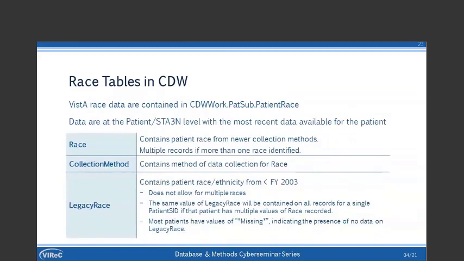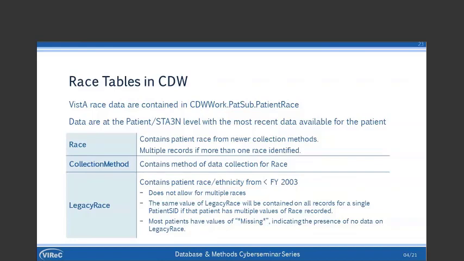But as our data are currently stored, we have a variable called race, which is in the patsub.patientrace table. The data are at the level of the patient STA3N level, with the most recent data available for the patient. So we will not have a history, but we'll just have what's currently available. The data table can contain multiple records if a patient selects more than one race. So the race variable contains the newer data collection methods and may have more than one value in the table for those who are multiracial or select more than one. Collection method contains the method of data collection for the race.